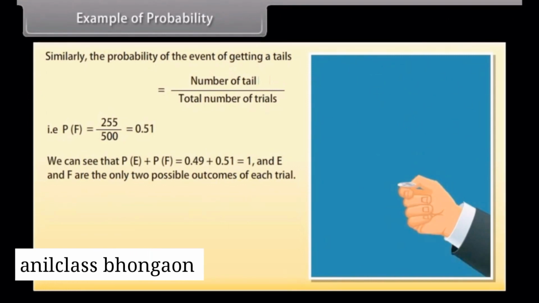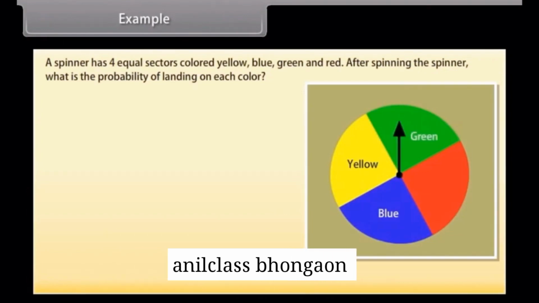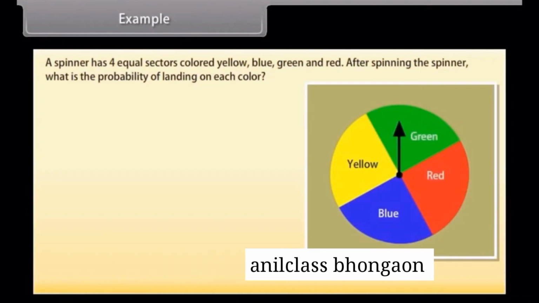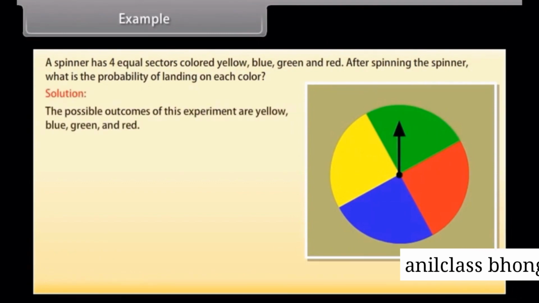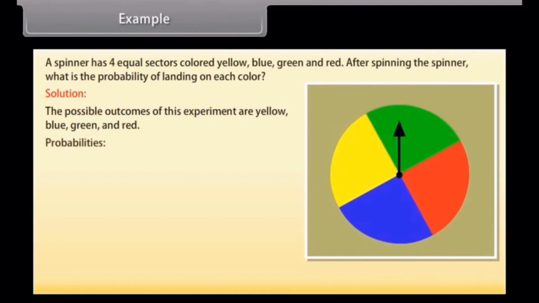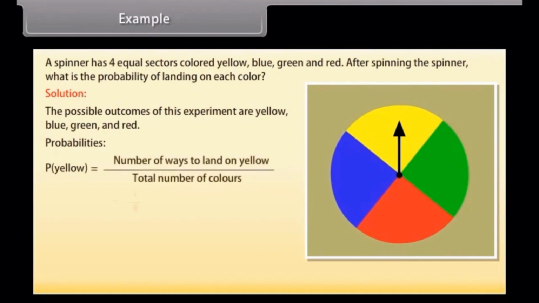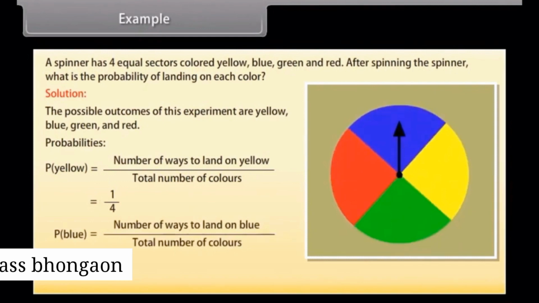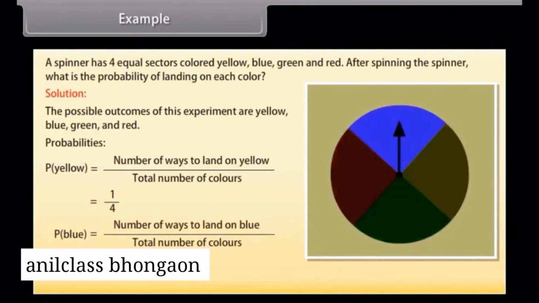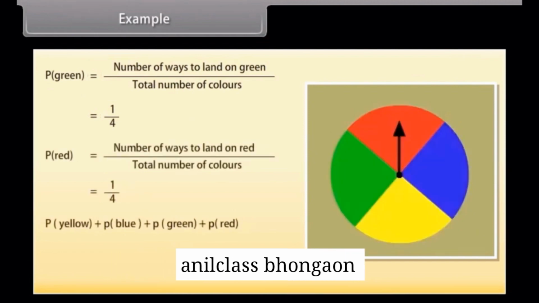Example. A spinner has 4 equal sectors colored yellow, blue, green, and red. After spinning the spinner, what is the probability of landing on each color? Solution. The possible outcomes of this experiment are yellow, blue, green, and red. Now let's find the probabilities. Probability of landing yellow is number of ways to land on yellow by total number of colors, that is equal to 1 by 4. Probability of landing blue is number of ways to land on blue by total number of colors, that is equal to 1 by 4. Similarly, we will find the probability for green and red, and if we add all these probabilities, we will get 1.